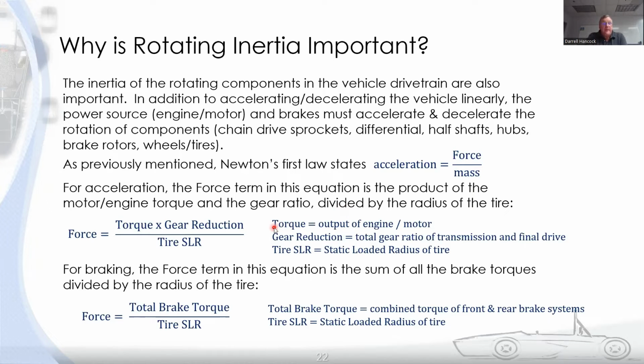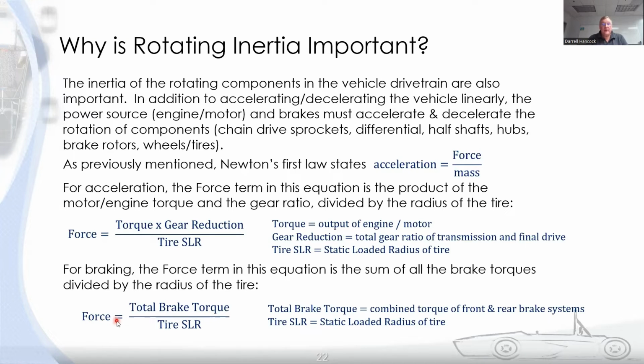So the force that's available at, let's say, the rear wheels of the car to accelerate the vehicle is the torque from the engine or your electric motor times the gear reduction from your transmission or your chain drive or whatever drivetrain you're using, divided by the tire static loaded radius, basically the radius of the tire. So that's the force that's then available to accelerate your car, let's say in the acceleration event. For braking, it's the opposite. It's the total brake torque you generate divided by the tire radius.